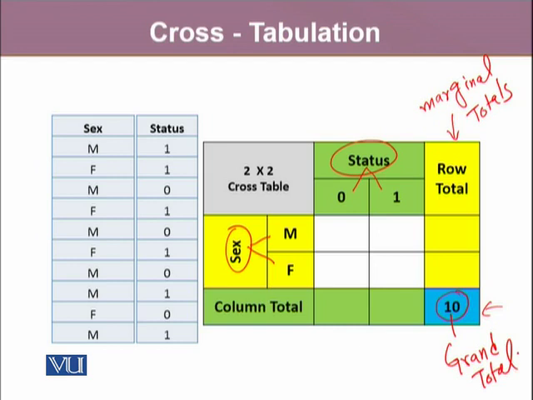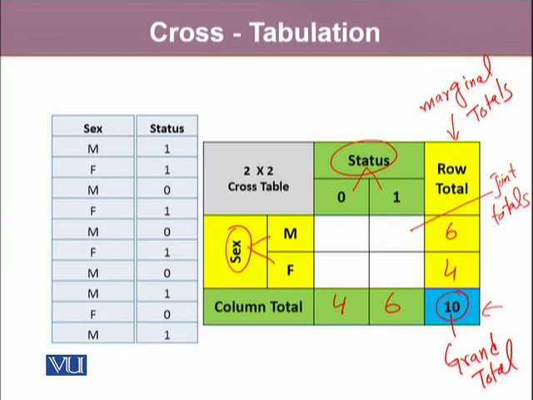Now, we already know that in our data, we have 6 males and 4 females. On the other hand, we have 4 that have status 0 and 6 who have status 1. Let's look at the data to fill in these joint totals. And these totals can also be called counts.